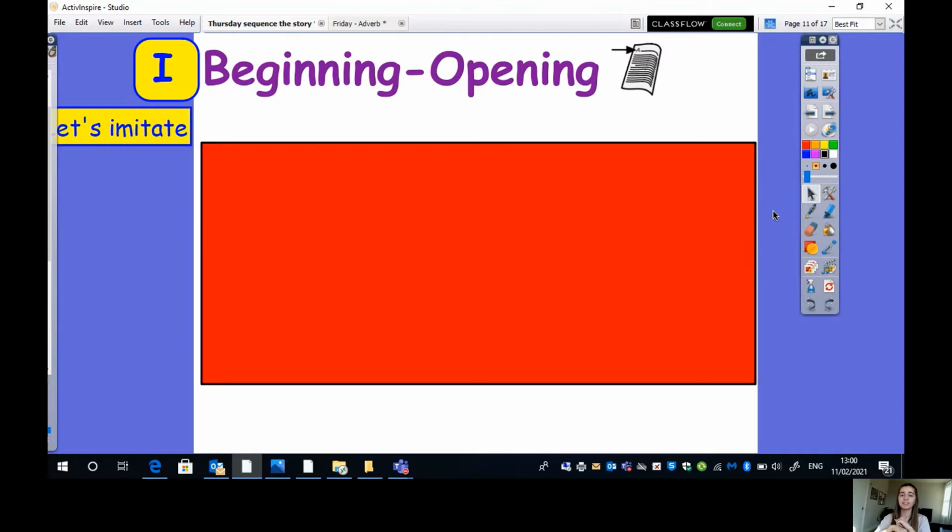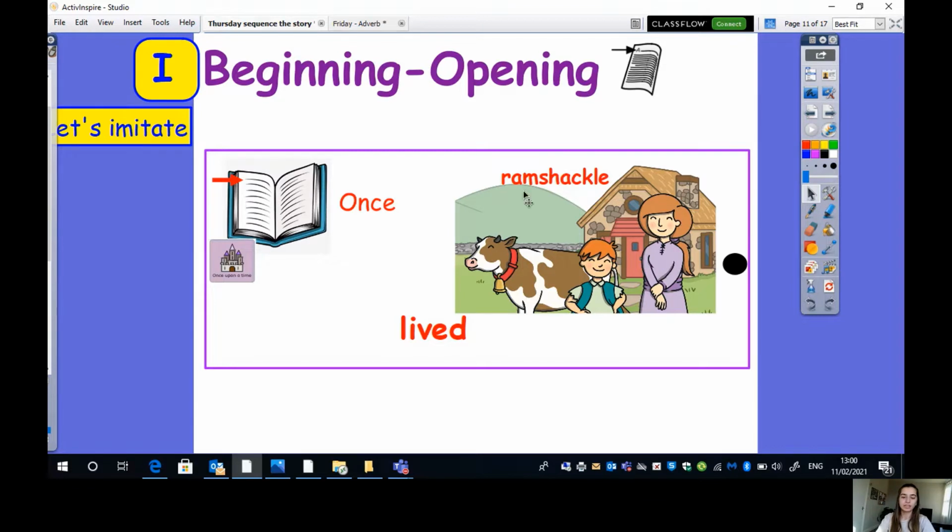Okay, can you tell me what happens in the beginning of our story? Well done. In our beginning, we are introduced to our two characters, Jack and his mum, and we are told where they live, and they live in a ramshackle house. We are also told that Jack is very poor, and that is why him and his mother live in a ramshackle house that isn't very looked after.